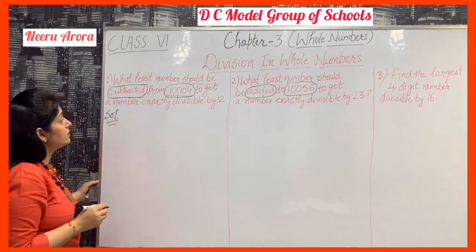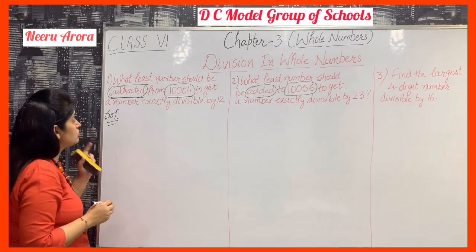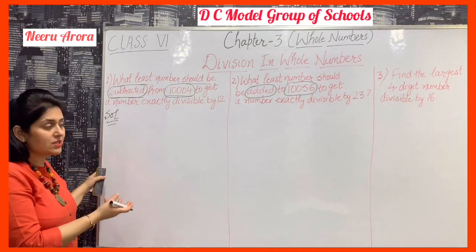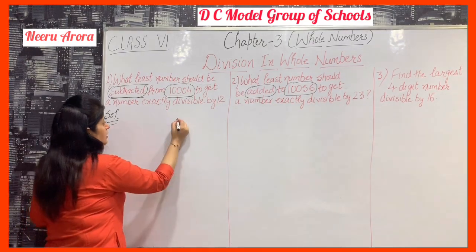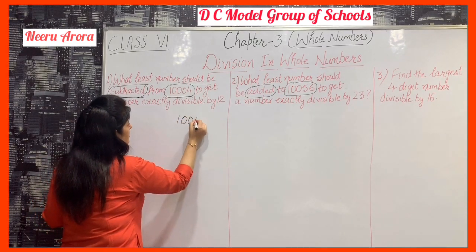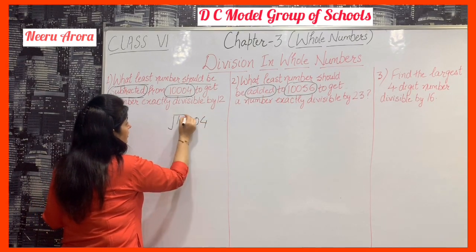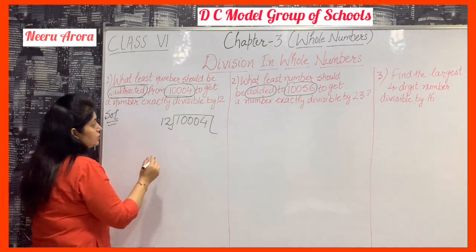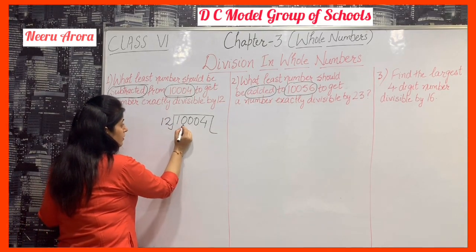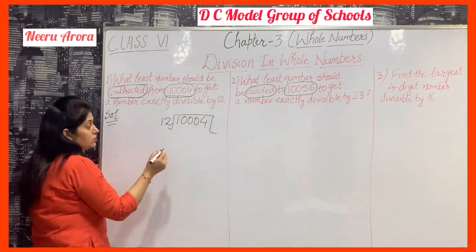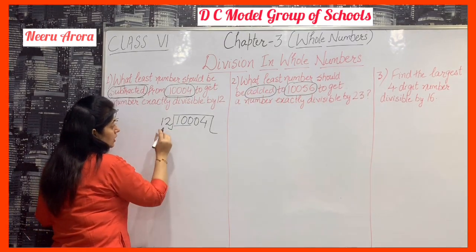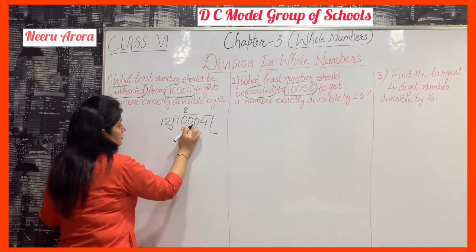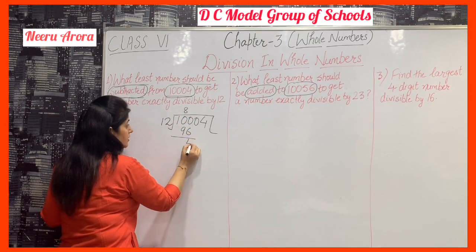What least number should be subtracted from this to get a number exactly divisible by 12? Let's first see whether it is divisible by 12 or not. 10 is less than 12, so we'll take one more digit, 100. 12 8s are 96. Here the remainder is 4.